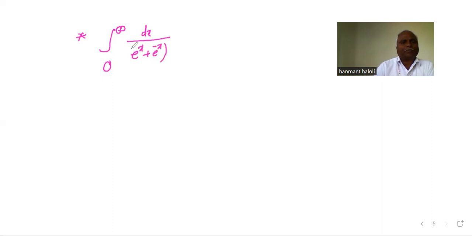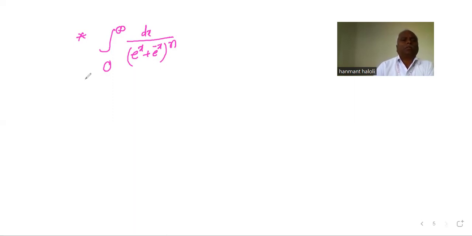Now I'll take a standard example, which is very important, asked many times in exams and containing many applications. Integral 0 to infinity dx upon (e raised to x plus e raised to minus x) raised to n. This is an important example. In such cases we have to use a substitution method to get such integrals.